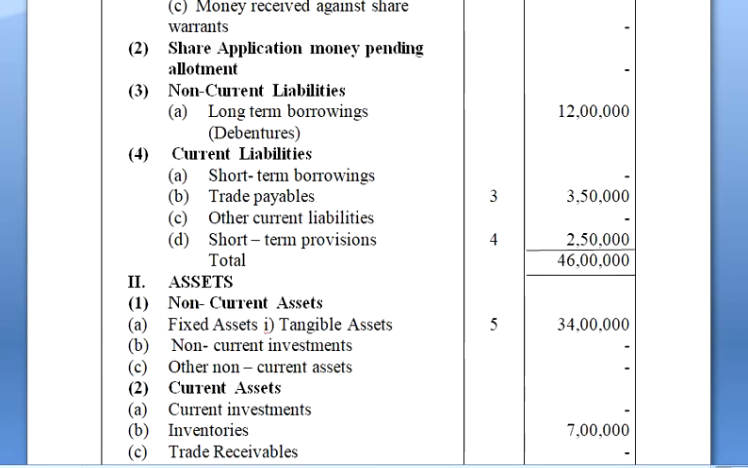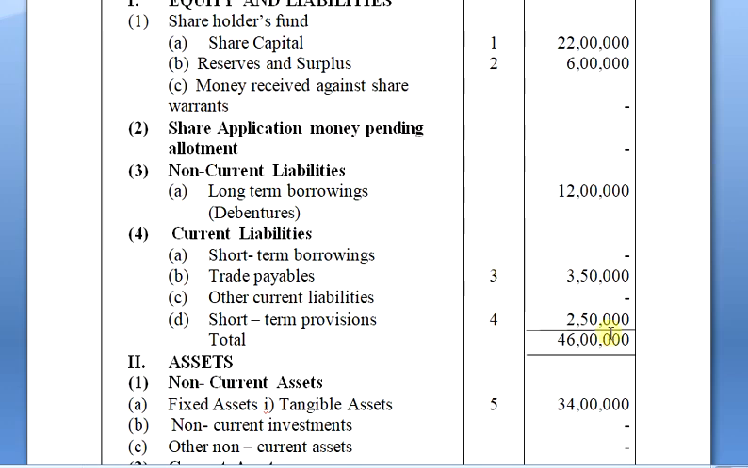So overall, if you see the liabilities, how much will it be? It will be coming to 46 lakhs, my dear students. Shareholders' fund, equity and liabilities: under shareholders' fund, share capital 22 lakhs, reserves and surplus 6 lakhs, money received against share warrants nil, share application money pending allotment nil. Non-current liabilities, that is long term borrowings, debentures, 12 lakhs. Current liabilities: short term borrowings nil, trade payables note number 3, 3,50,000, other current liabilities nil, short term provisions note number 4, 2,50,000. Total, how much will you be getting here? 46 lakhs, my dear students.